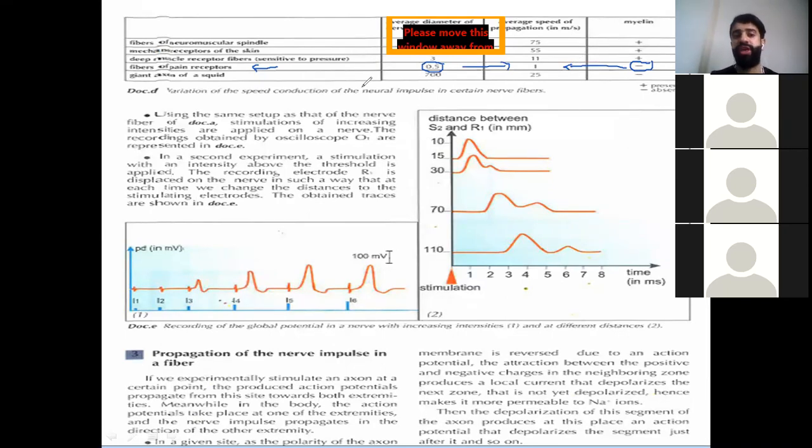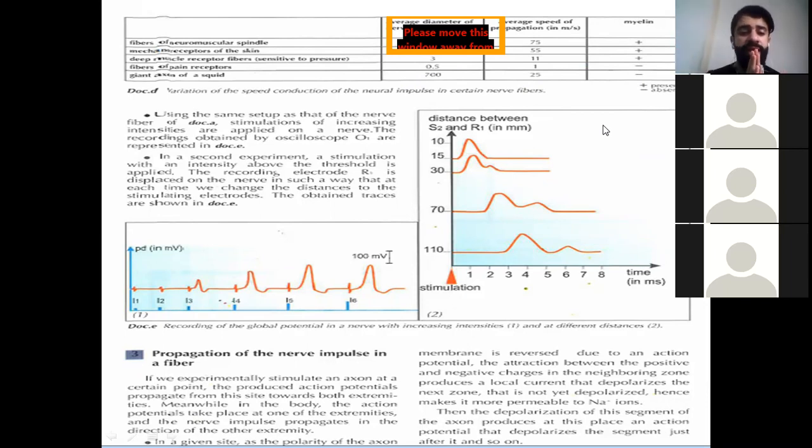Also, whenever we move to the giant axon, the average diameter was 700. Even though the average diameter was 700, we don't have myelin, so the speed is about 25. That is less than when the average diameter was 13 and we have myelin. So myelin has a high effect on the propagation of the nervous message. So both factors that affect the propagation of the nervous message in this activity are the diameter of the nerve fiber and also the presence of the myelin sheath.